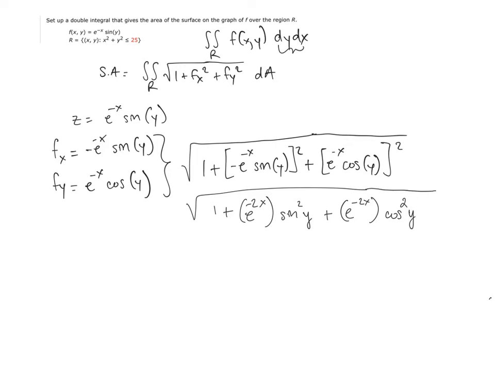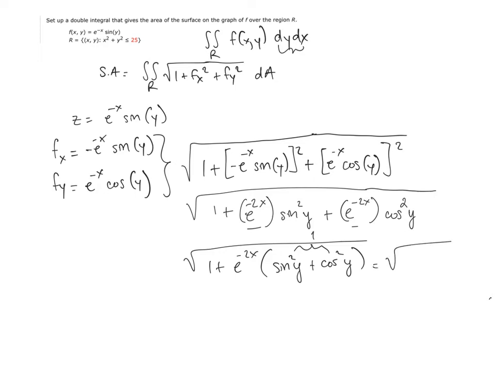You can leave it like this, or you can factor out the e to the negative 2x. So you get 1 plus e to the negative 2x times sine squared of y plus cosine squared of y. And this is the Pythagorean identity, which equals 1. So you would get the square root of 1 plus e to the negative 2x. Now that is the inside of your integral.